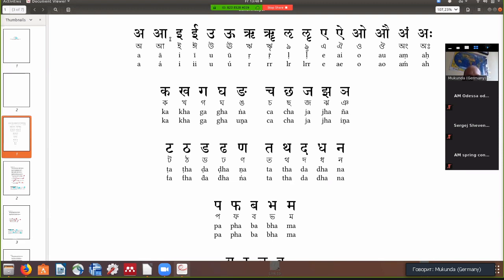And inside of these 5 groups, we have each 5 consonants, which always follow the same mode.